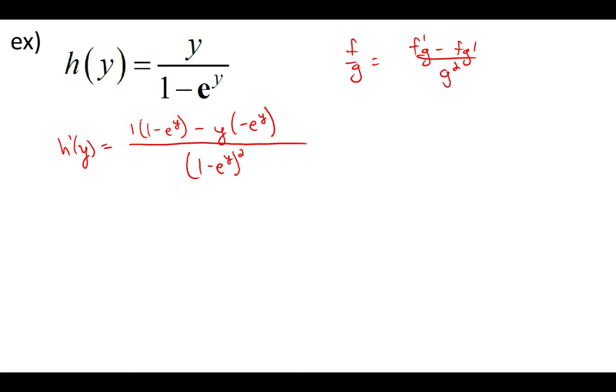And we could do just a little simplifying here. Might as well go ahead and just drop that 1 in front. So it just means 1 minus e to the y plus e to the y. Or you could do y e to the y, either way. Over 1 minus e to the y squared.